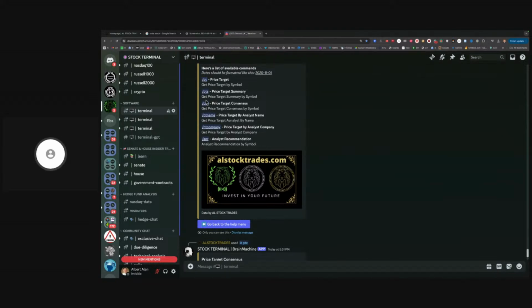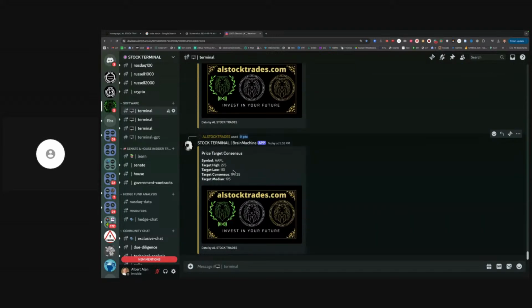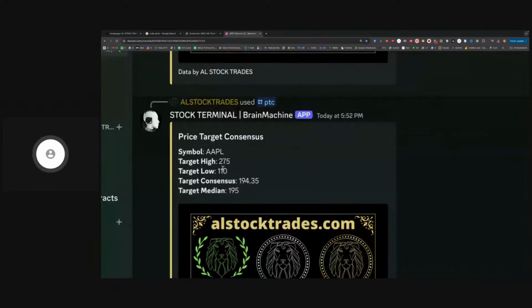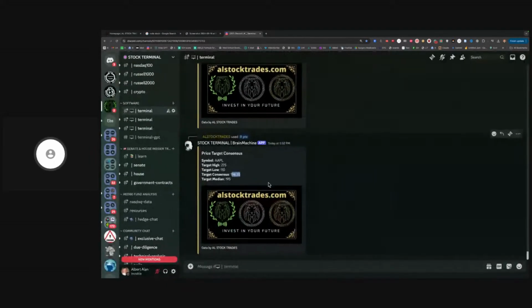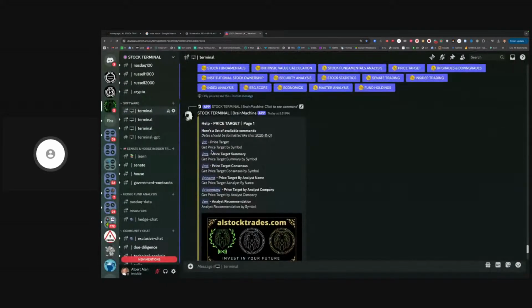So let's do a price target consensus of a stock that's, Apple, right? So we can see, target high of Apple is 275. I think Daniel Ives, which our stock terminal can tell you which analyst did it. It's just an extra command. Target low is 110 and the consensus is 194.